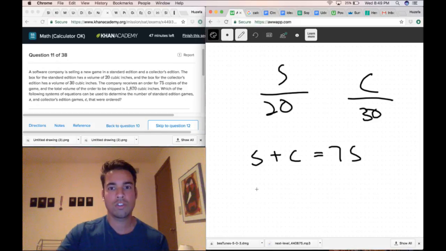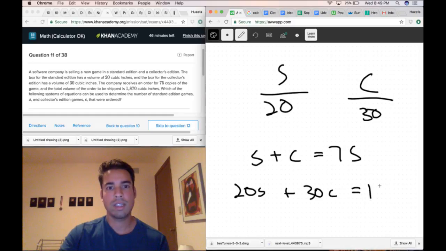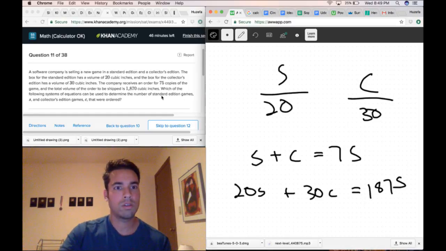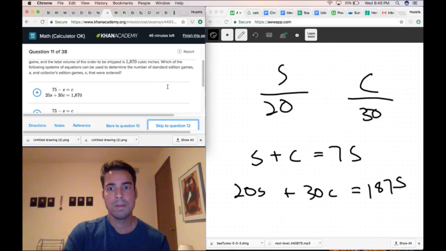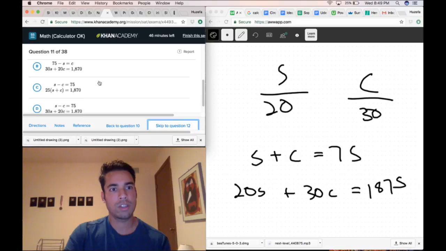This is a system of equations straight away. So then it's 20 times the number of S plus 30 times the number of C equals 1875. Which are the following systems of equations? All right, so all they want is to know which is the right system of equations. I got it right there. So there might be some different modifications. See what they've done here.